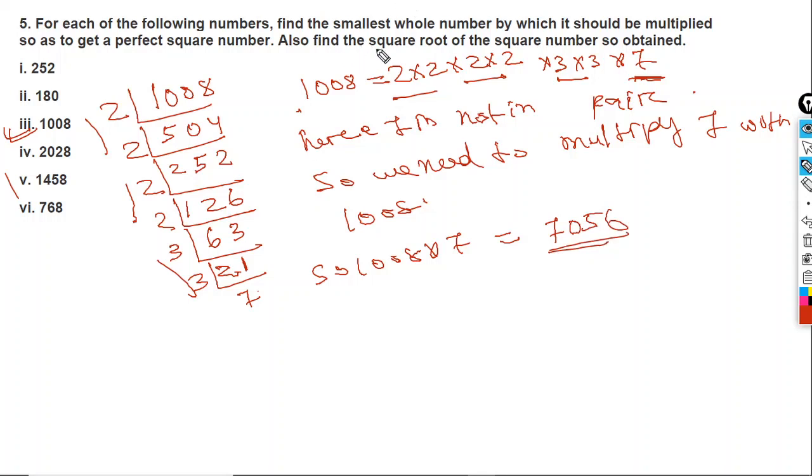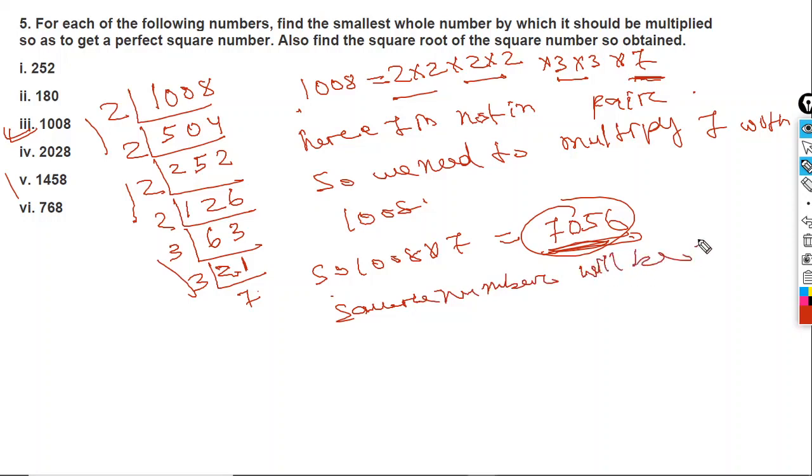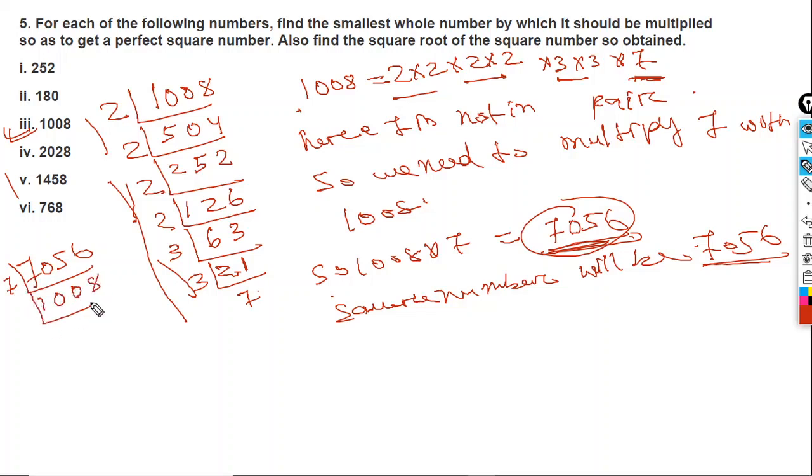Now again it is saying also find the square root of this square number so obtained. So the square number is 7056. Again what you have to do? You have to find the square root of 7056. Okay, we can start with 7, because it will be easier for us. Now 7, 1 0, 0 8. Okay? I will try with this 2.